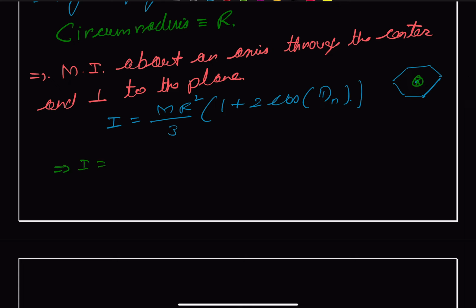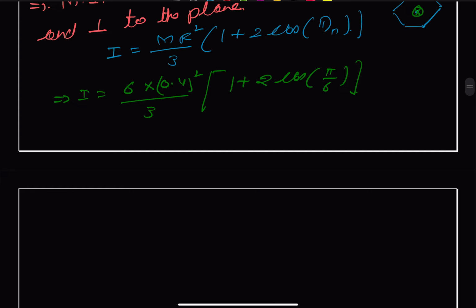So you can say that this is our total mass for the entire polygon, which is 6 kg. So we get I is equal to 6 multiplied by 0.4 whole square divided by 3 and 1 plus 2 cos of pi by 6, and this we are going to get the same answer, that will be 8.74 into 10 to the power minus 1 kg meter square. So we can just approximate it to 8 into 10 to the power minus 1.